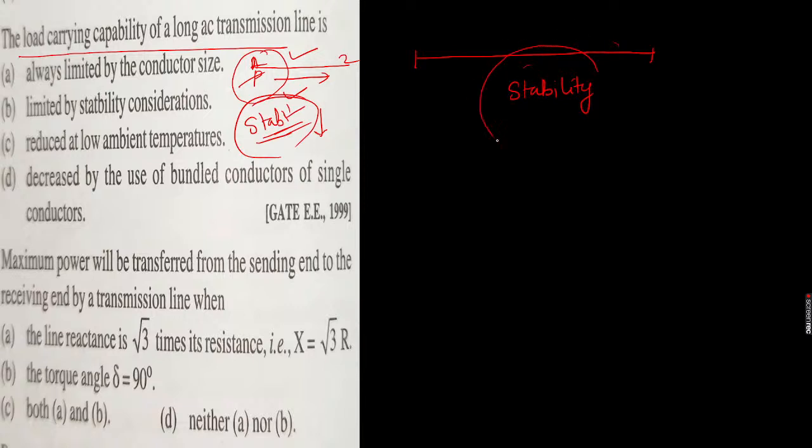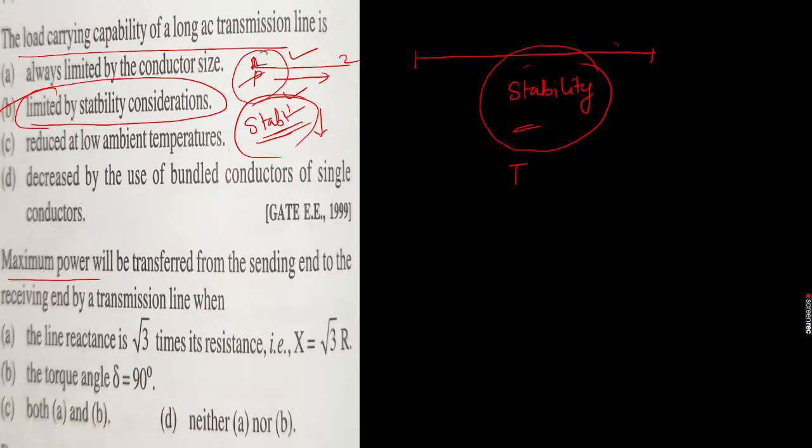So analysis of stability for a long transmission line is a very difficult task. So what is the finalized conclusion? Whenever we talk about a long transmission line, the major consideration that you should keep in your mind is stability consideration. Okay, so the correct answer is option B.